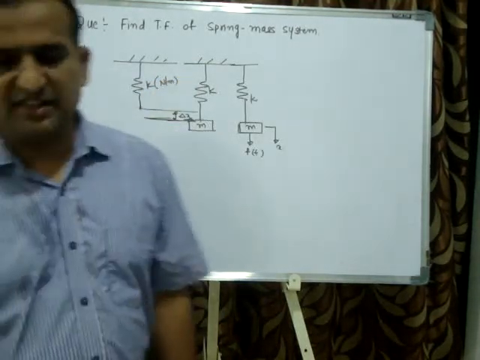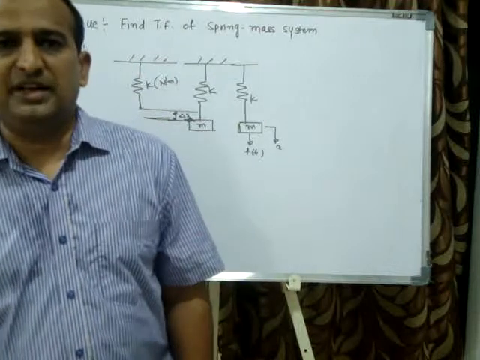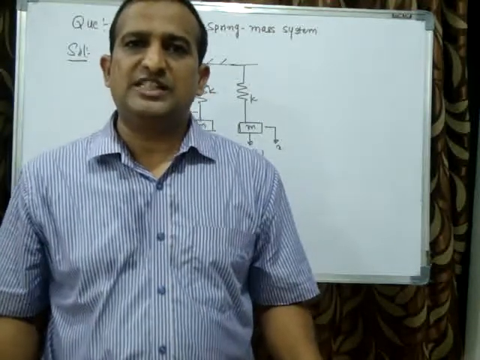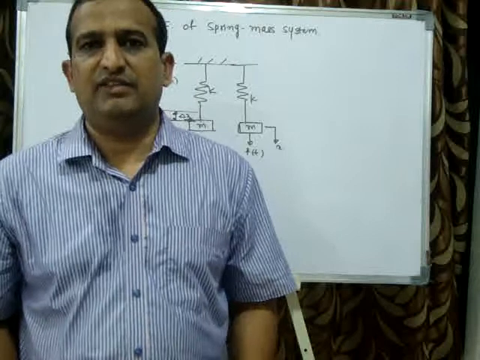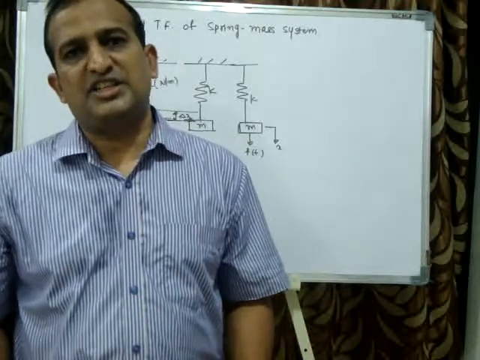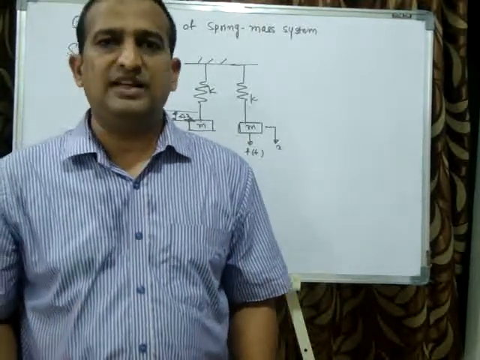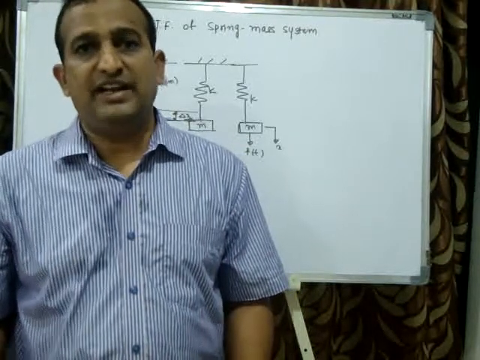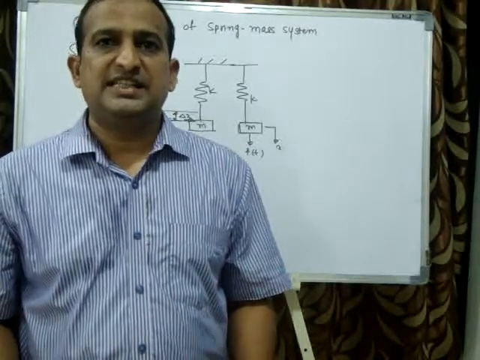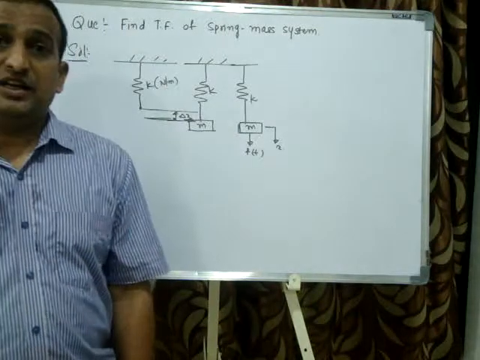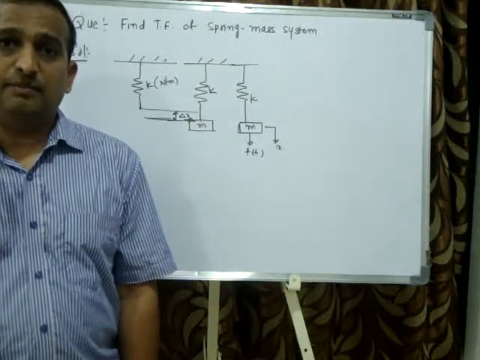Suppose the spring stiffness is 100 Newton per meter. It means if I apply 100 Newton on that spring, the spring will stretch by 1 meter. If I apply 50 Newton, the spring will stretch by half a meter. If I apply 200 Newton, the spring will stretch by 2 meters, when the stiffness is 100 Newton per meter.